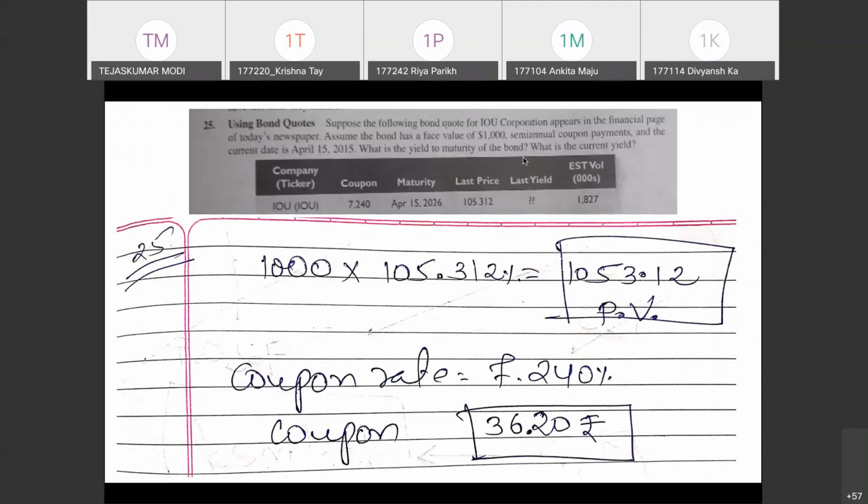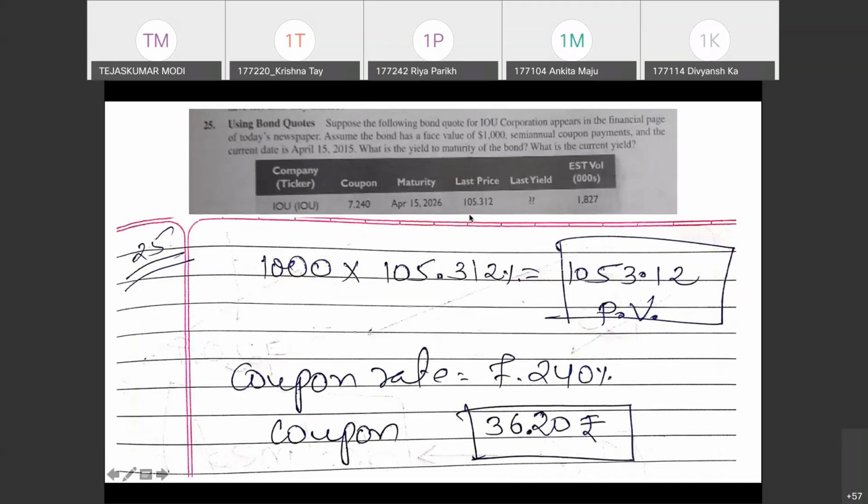So you are given the ticker IOU. The coupon rate is given as 7.240. That is the annual coupon rate. Remember that. The maturity is April 15, 2026. So after that we will see how many years. The price today is 105.312. That is always given in percentage.